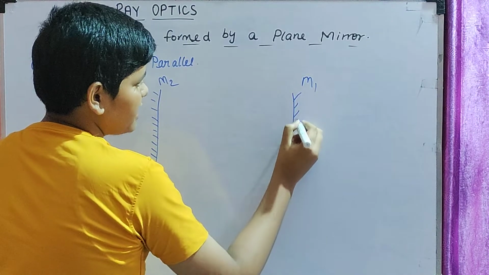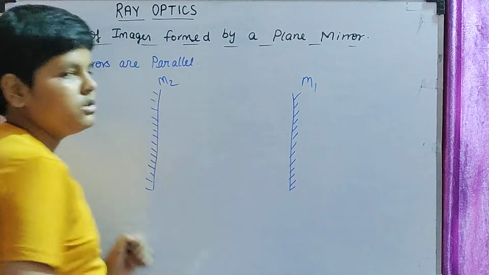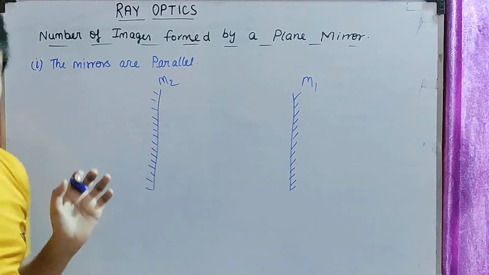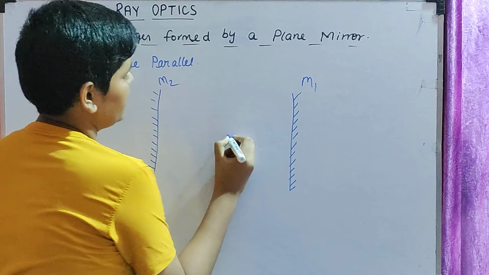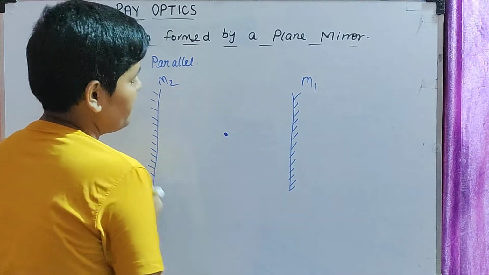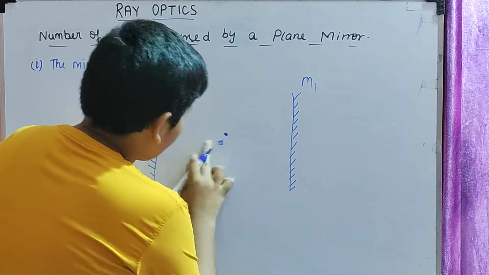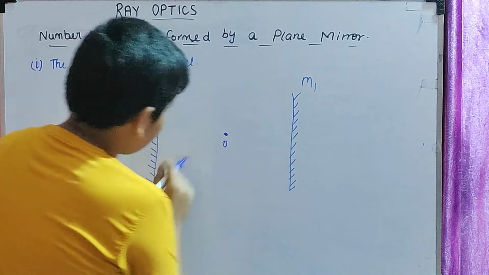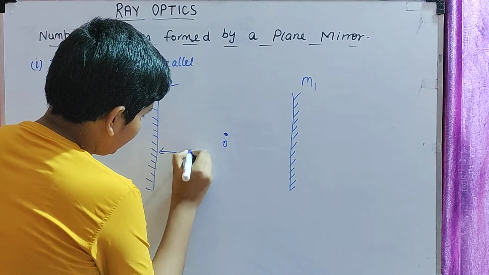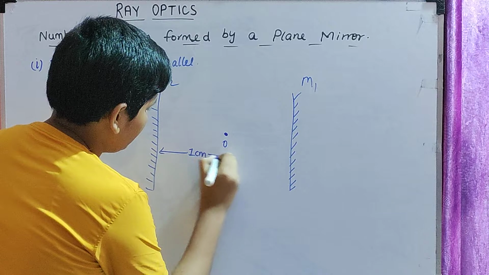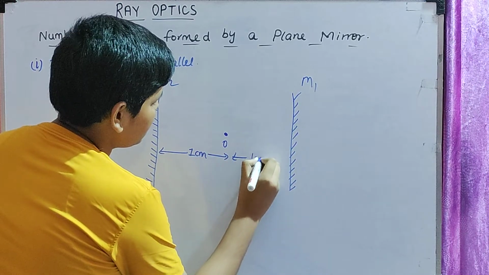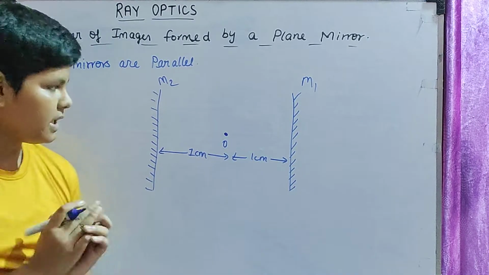Here we are polishing this side over here. So now we have polished two mirrors successfully. Taking an object over here, we are taking a point object only, object O. Now we are assuming that the distance between here and here is 1 centimeter. Not actually, but we are assuming it is 1 centimeter.